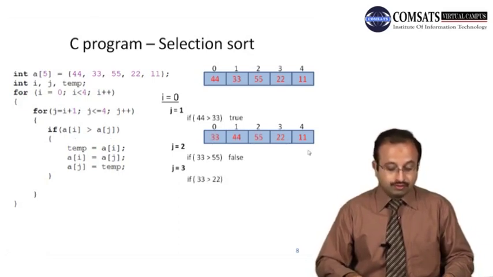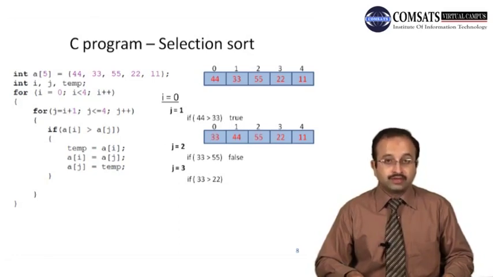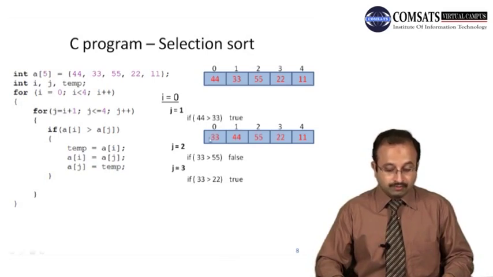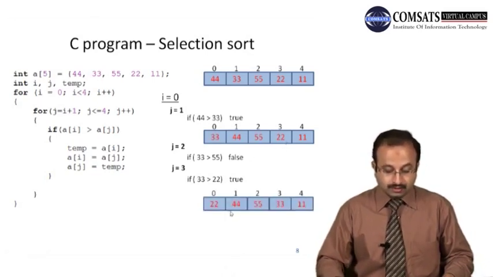So 33 is greater than 22. This comparison is performed in the if statement, and then the condition is true. Then we have to swap the value of 0th index with the 3rd index. So the value is swapped: 22 comes over here and 33 comes over there. So the array will look like this: 22, 44, 55 and 33. So these two values are swapped.